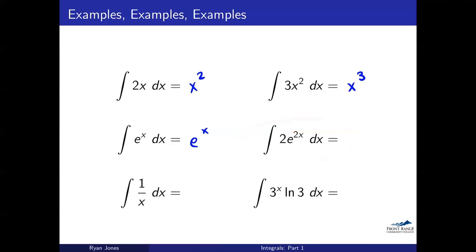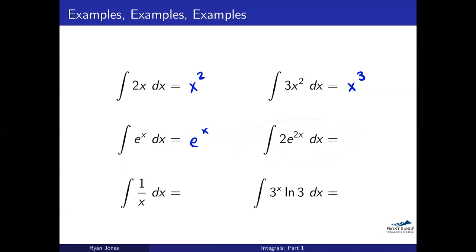Now here's where we've got to be a little bit careful. We've got a lot of 2's and 2e to the 2x all here. So when I see this, for now, what I'm thinking about is pretty much just a guessing game.